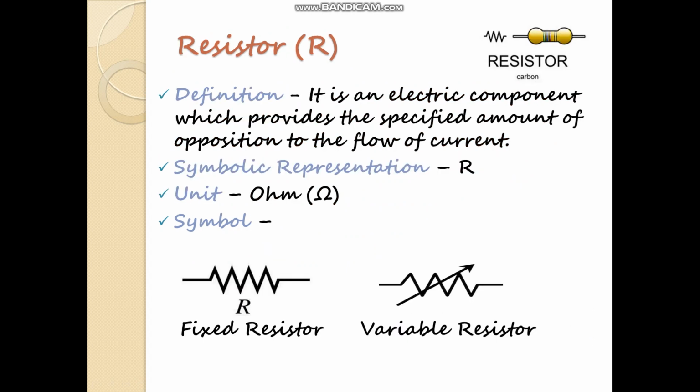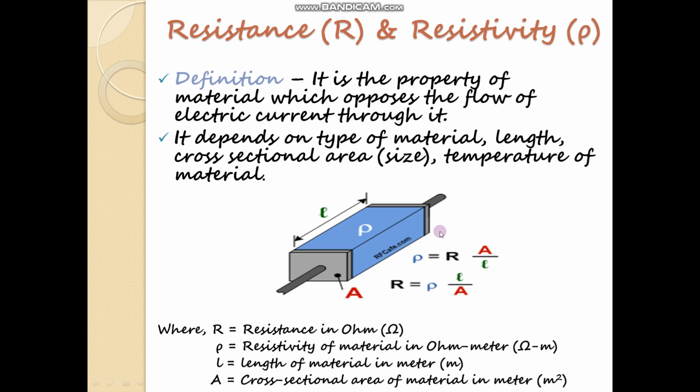The next term is resistor. The resistor is an electric component which provides a specific amount of opposition to the flow of current, meaning the resistor opposes the current. Fine. It's represented by the letter R. Its unit is ohm. This is the symbol for a fixed resistor, meaning its value is fixed, and this is the symbol of a variable resistor, meaning its value we can change. The next concept is resistance and resistivity.